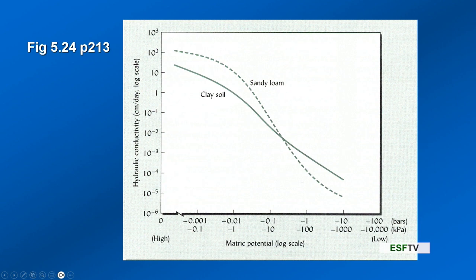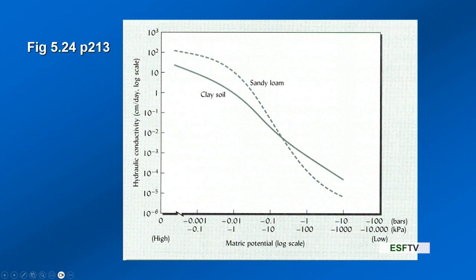We go past and we get to minus 0.01 bars, minus 0.1, and so forth. And here is the conversion to kilopascals, a factor of 100 difference. So we've talked about these scales. You should be familiar with both of these. And look at this graph. We have a sandy loam. It starts out with a higher rate of hydraulic conductivity. And then we have a clay.